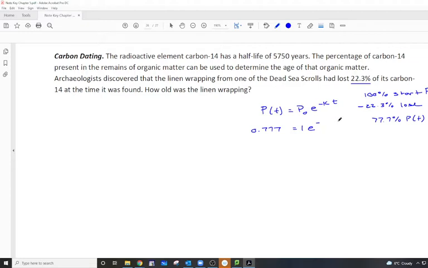Now we know we're solving for t, but we need to know what k is. So how are we going to find k? They didn't give us the decay constant or the rate of decay, but they did give us the half-life. So I know that my equation is that k equals ln 2 divided by capital T.